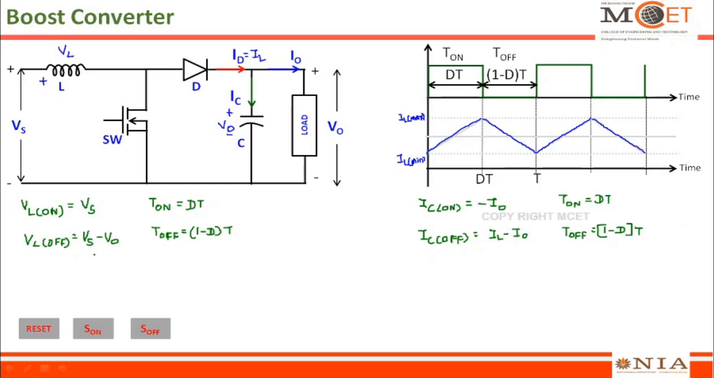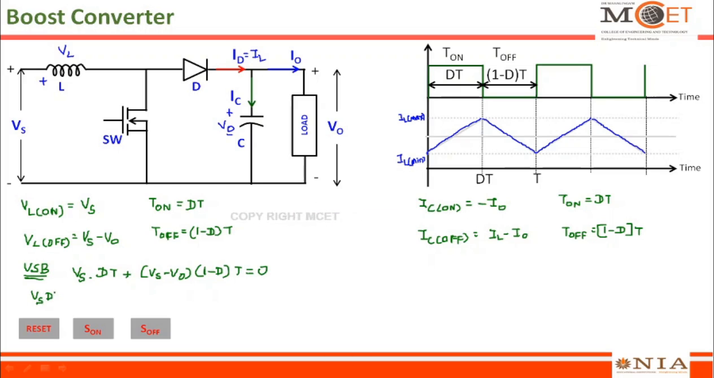Now, when I apply the volt second balance, what it says is VL on into T on plus VL off into T off should be equal to 0. So I am putting Vs into dT plus VL off, that is Vs minus V0, into 1 minus d into T, should be equal to 0. This is what we call volt second balance. So let us simplify this expression.